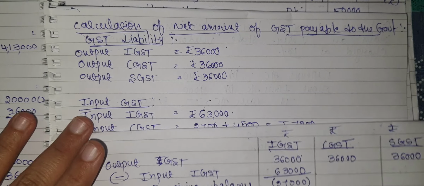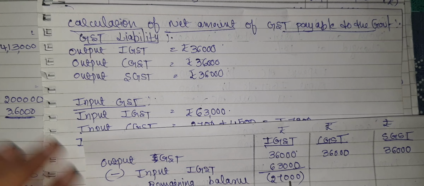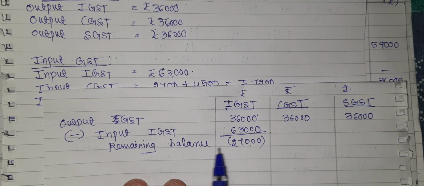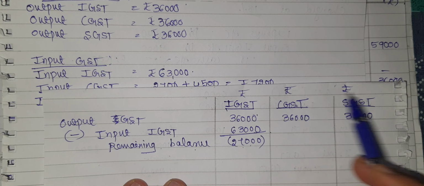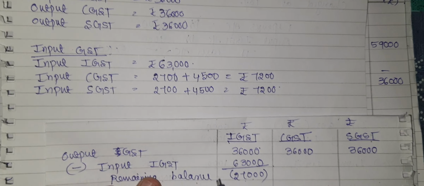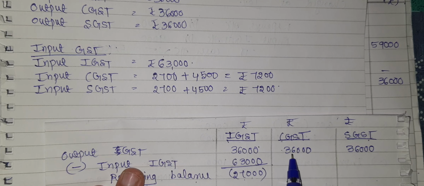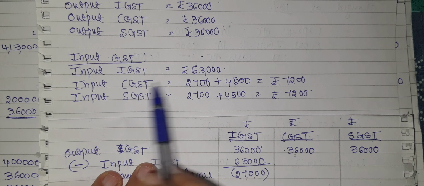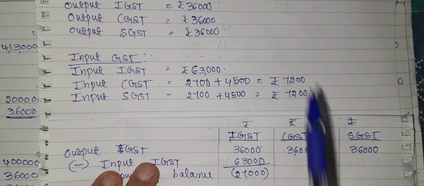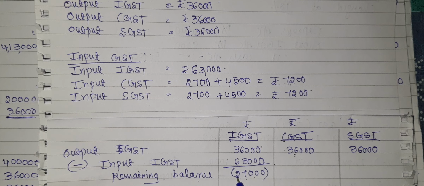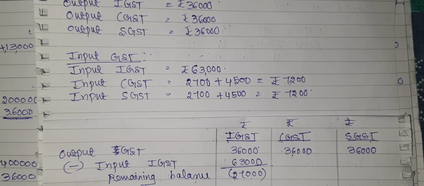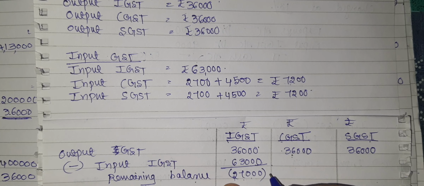Okay, now what we have to do, see the remaining input IGST is rupees 27,000. Here we can utilize this remaining IGST against CGST and SGST. Now what is the output GST of central government? That is rupees 36,000, and available input CGST is rupees 7,200. And here we have the remaining balance of input IGST also. So first we will set off that, rupees 27,000.